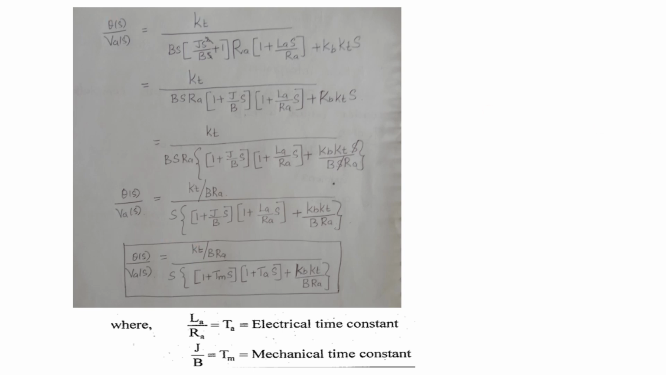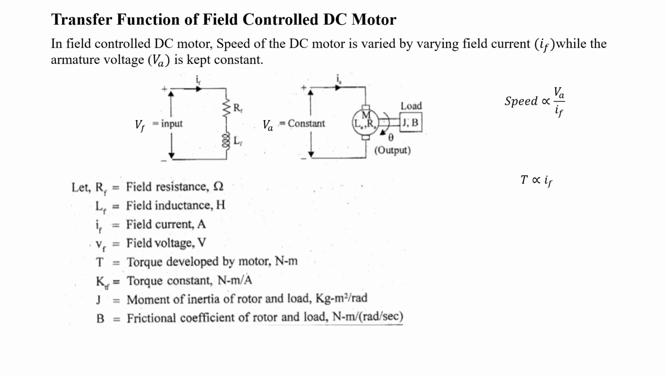Now we are going to see the transfer function of field control DC motor. Okay, so the procedure to find the transfer function of field control DC motor is similar to the armature control DC motor. As I said already, the speed of the DC motor can be varied by varying armature voltage or by varying the field current. Okay, so here we are keeping this armature voltage constant and we are varying the value of the field current. Okay, so see here, this is the diagram for field control DC motor.